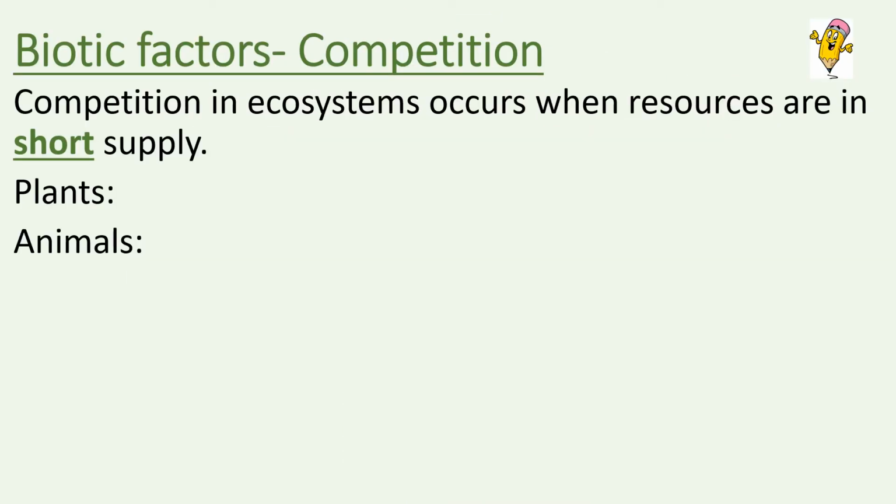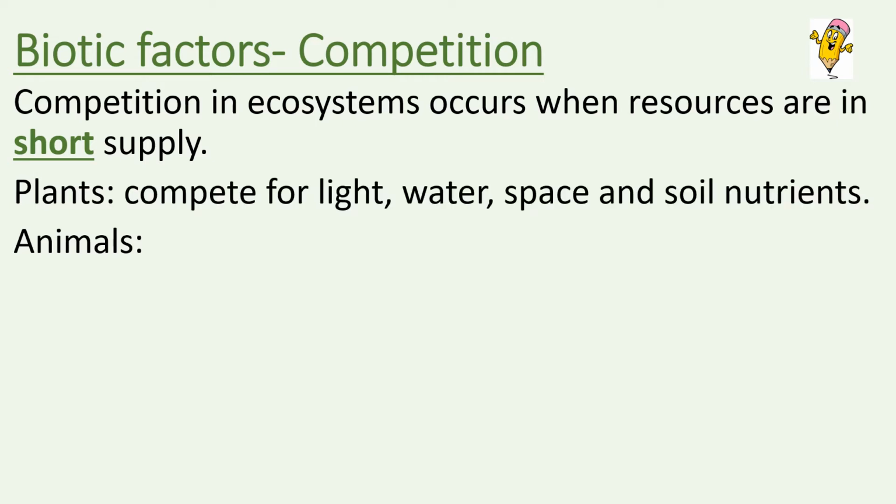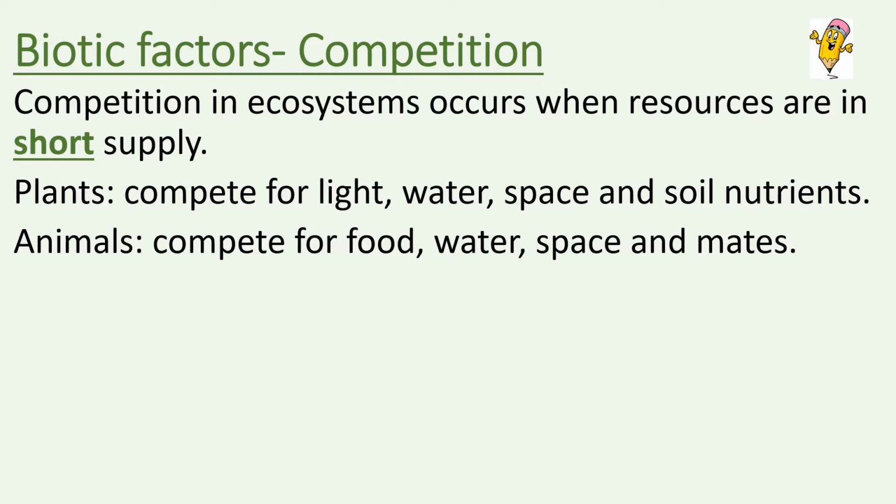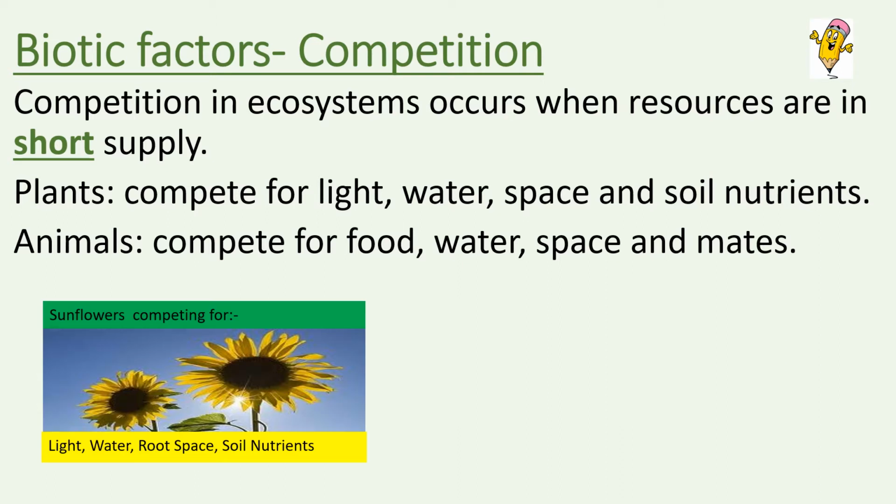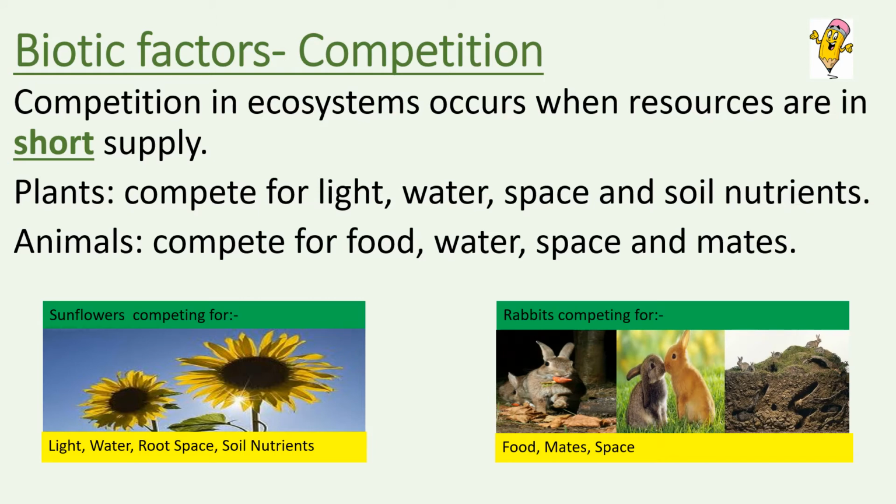Let's look at all of the biotic factors in more detail, starting with competition. Competition in ecosystems occurs when resources are in short supply. Have a think about what plants and animals compete for before I go over the answers. The answers are that plants compete with each other for light, water, space, and soil nutrients, all the things that they need to survive. And animals compete with each other for food, water, space, and mates, again, everything that they need to survive. So there's some sunflowers competing for light, water, root space, and soil nutrients, and there's some animals competing for food, mates, and space.